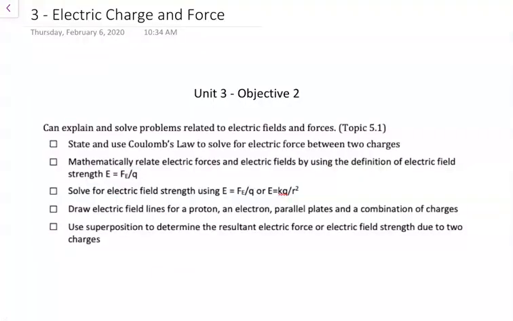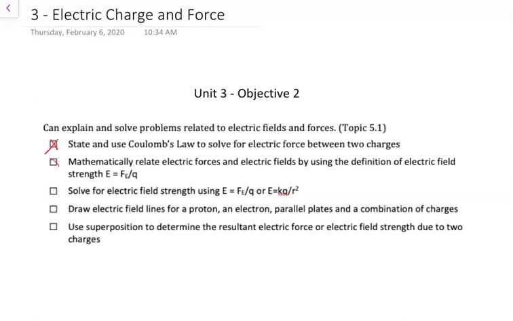Hey class, this lecture is going to be on electric charge, forces, and fields, very similar to gravitational mass, forces, and fields. We're going to be able to explain and solve problems related to electric fields and forces from Unit 3, Objective 2. We are looking at topic 5.1, which is kind of the movement of electric charge. And we're going to be able to state and use Coulomb's law to solve for electric forces between two charges.